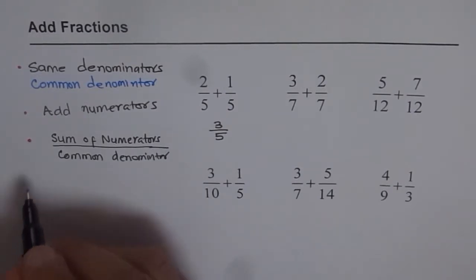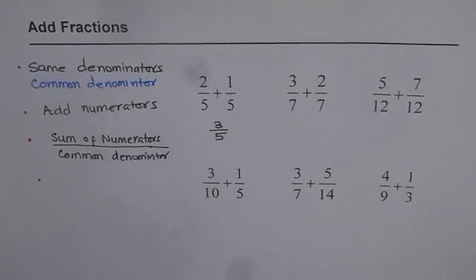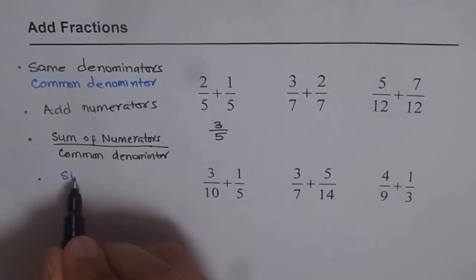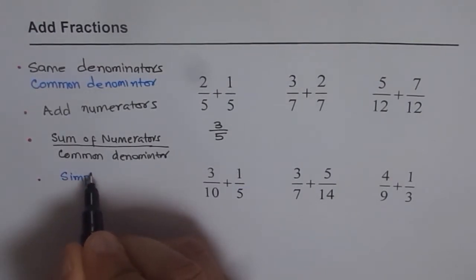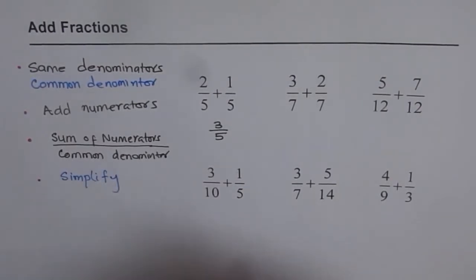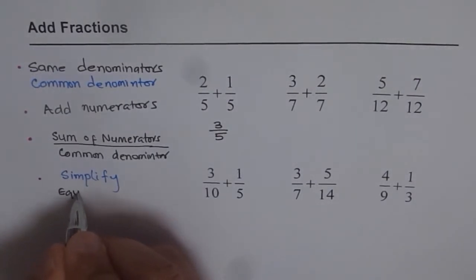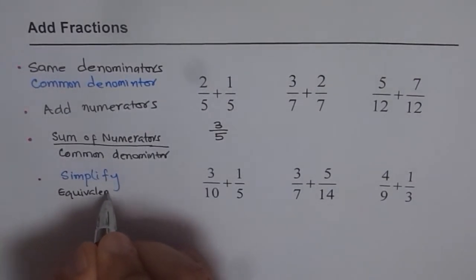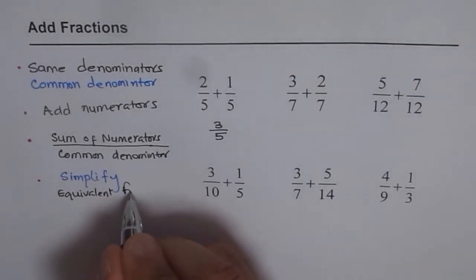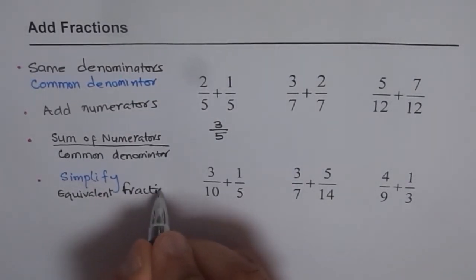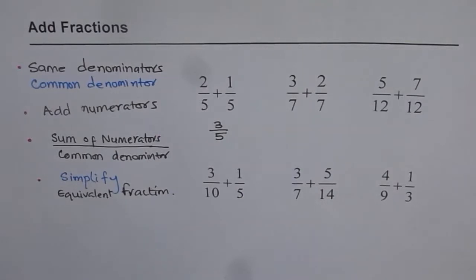At times what happens? We get some fractions which can be simplified, right? In that case, you need to simplify, right? So that is an operation you need to do. So you need to simplify and then write equivalent fraction as your answer. Do you understand? So we will go through these steps and learn how to add fractions.